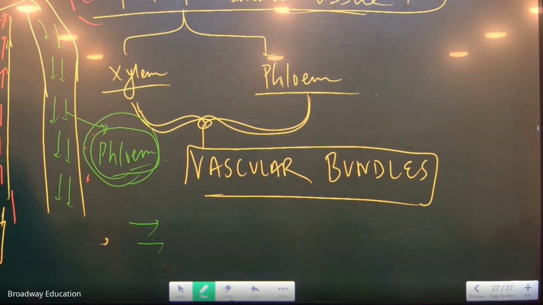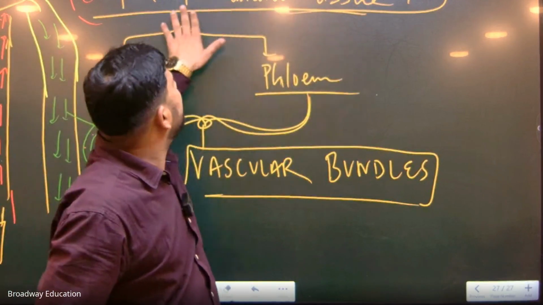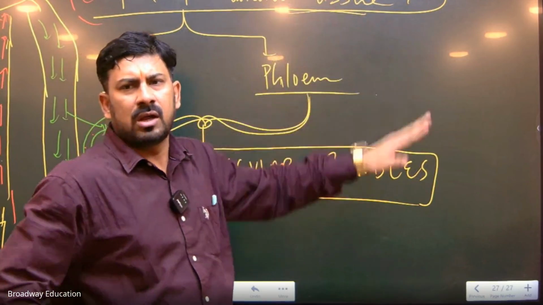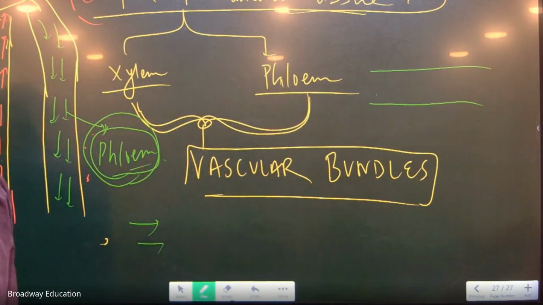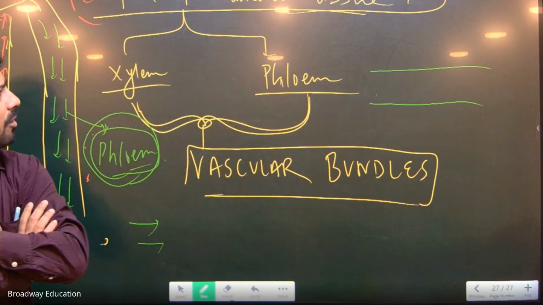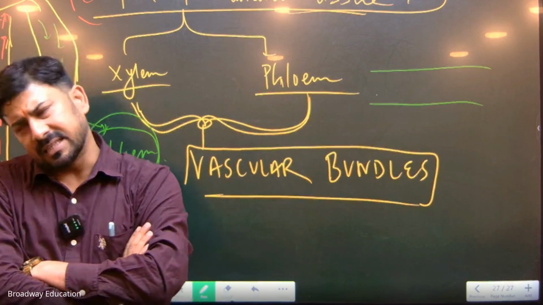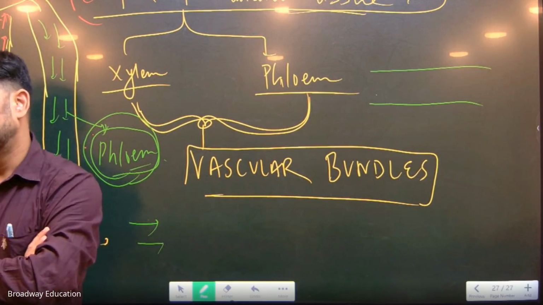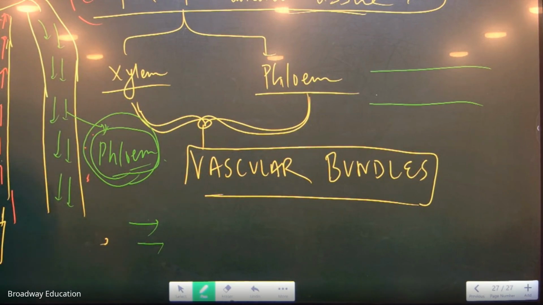Please write. These are made up of complex permanent tissues. Complex permanent tissues. Under that, you please write: these are made up of more than one type of cell. Full stop.